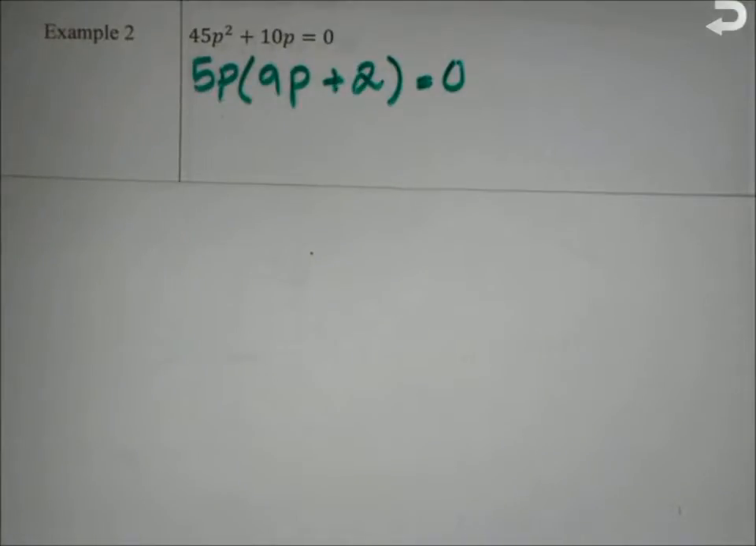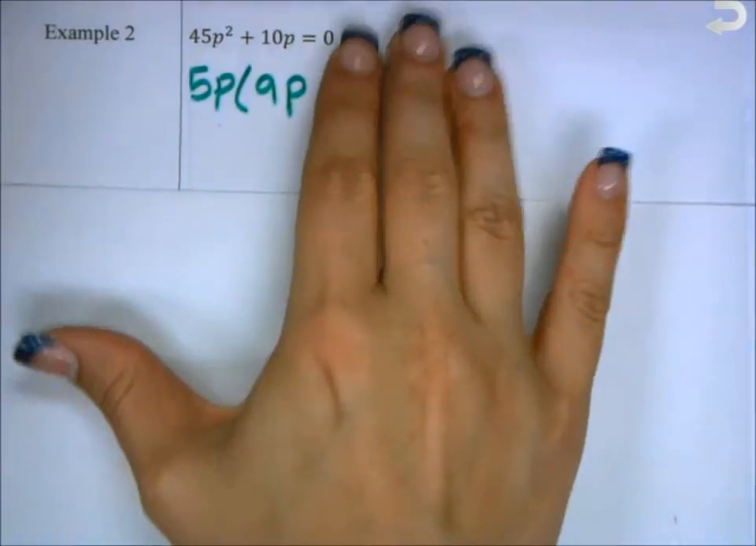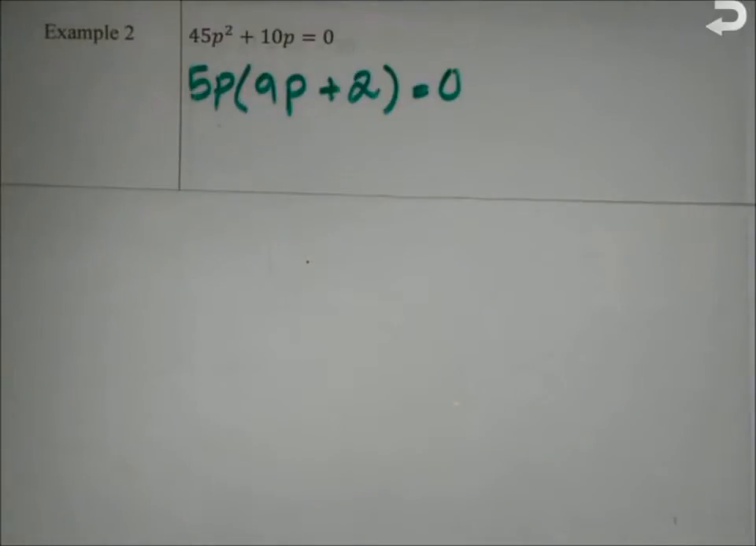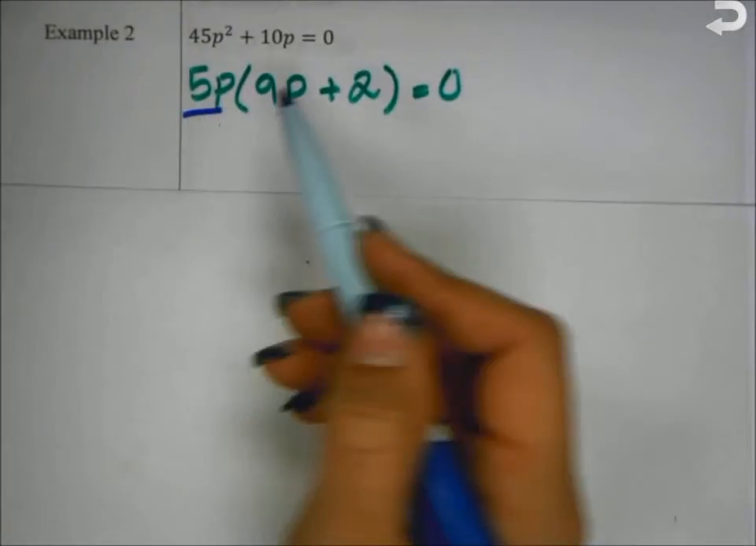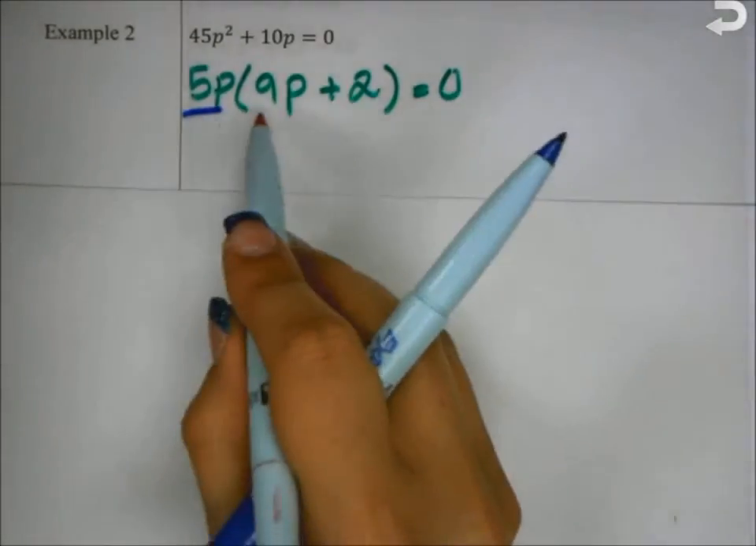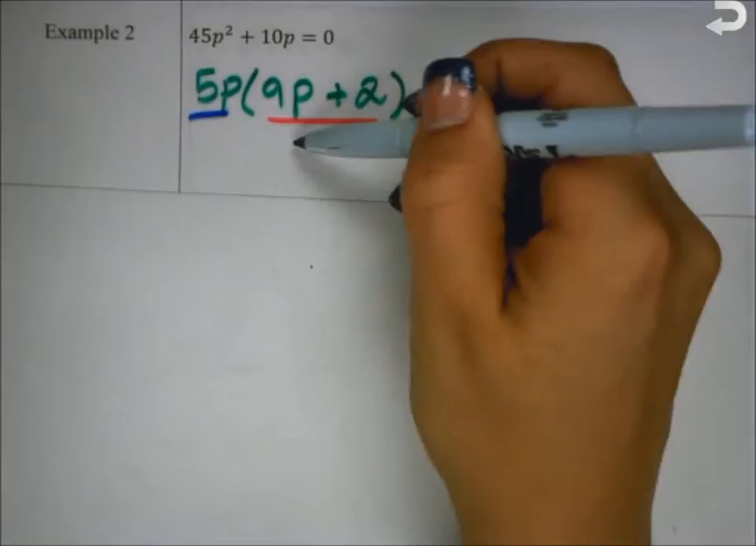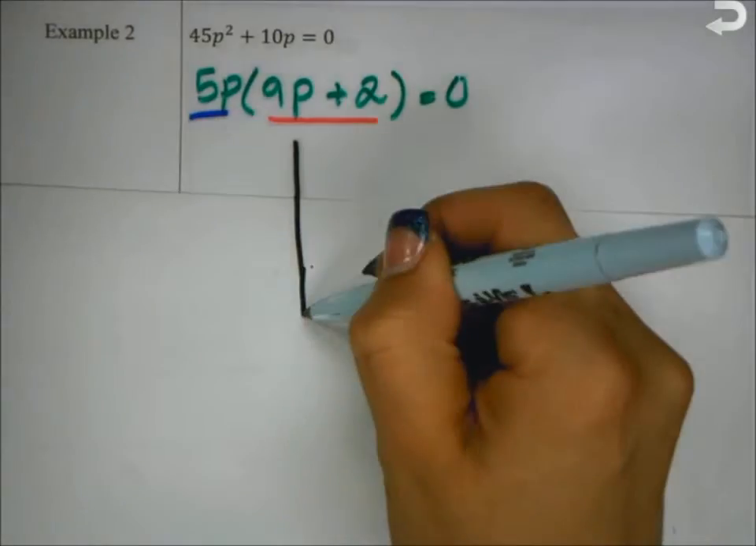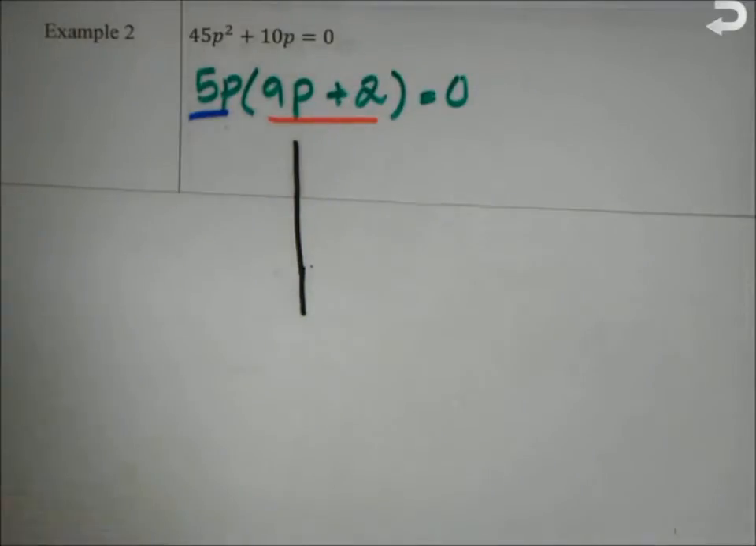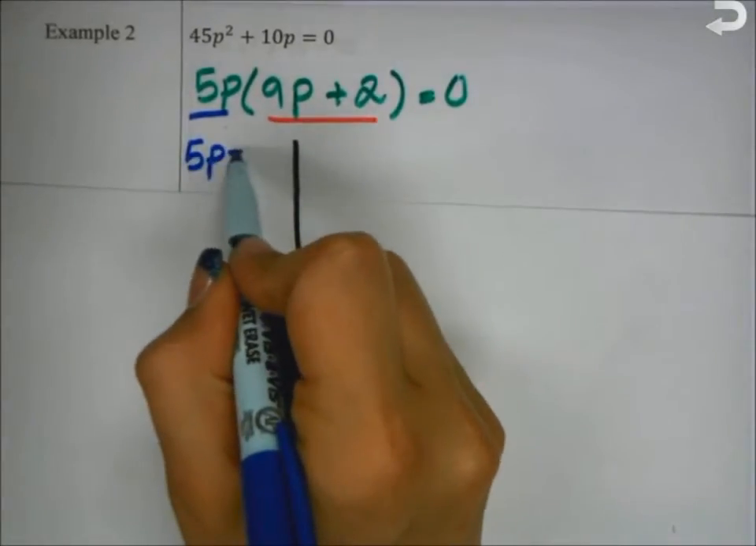Now this is a problem that is similar in looks to what our previous problem was, but we have something a little bit different here. What are my two factors? Is it 5p and 9p? Exactly. We have 5p and 9p plus 2. Both of those have variables in them. So we need to set each one equal to 0. So what I do is I draw like a mini T-chart just to keep my work separate. And I have 5p equals 0 and 9p plus 2 equals 0.